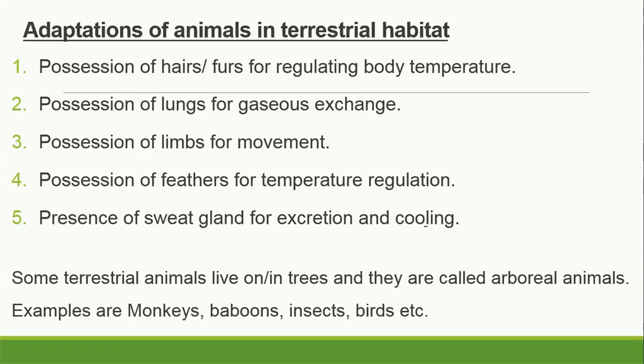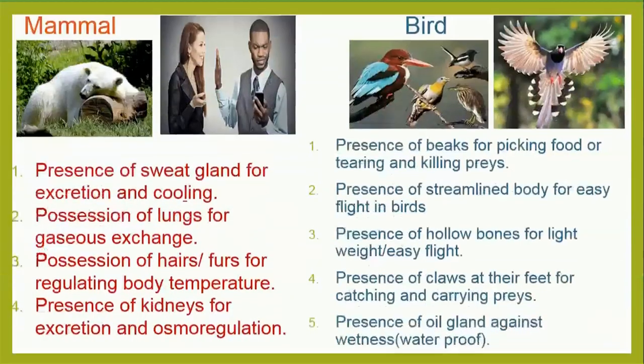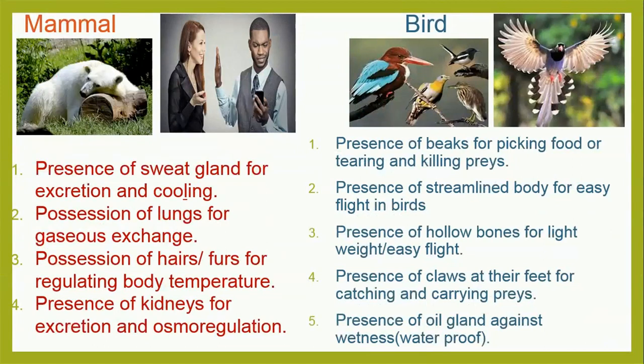Now, some terrestrial animals live on or in trees, and those animals are called arboreal animals. Examples are monkeys, baboons, insects, birds, and so on. Some insects and some birds, though. All right. Okay. Now these are some animals that can be found in terrestrial habitats. We have mammals. We belong to that class. Human beings belong to the class of mammals.